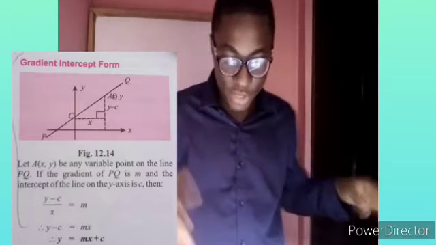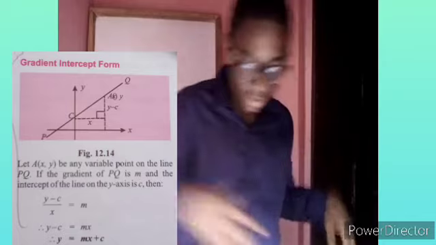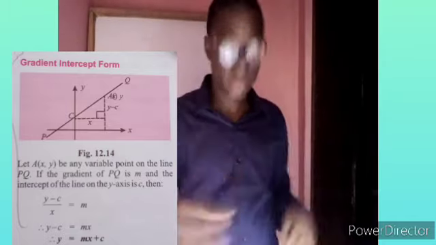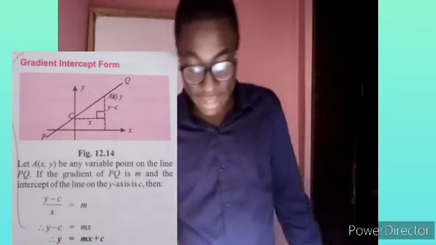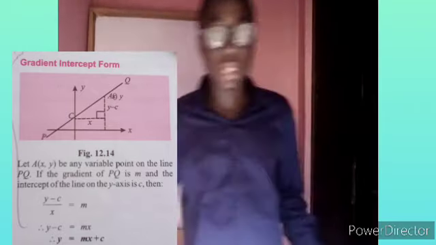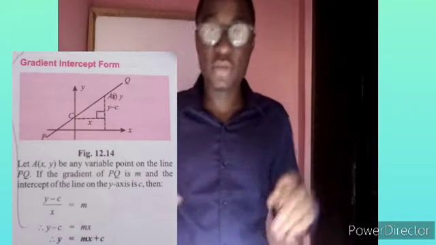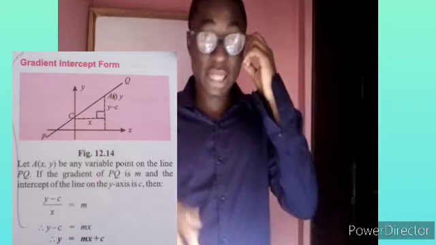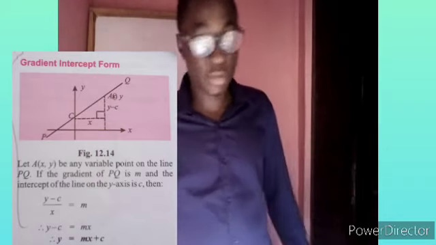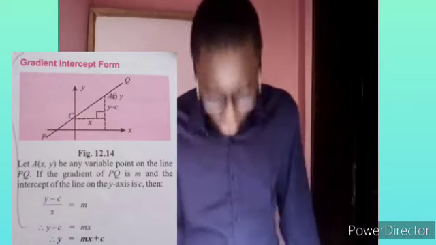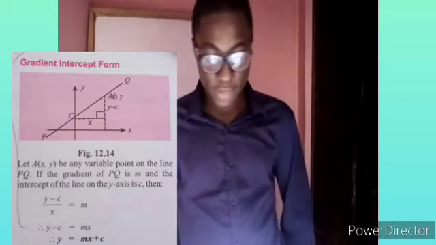So if the gradient of PQ is m and the intercept of the line on the y-axis is c, then (y minus c) over x equals m. The reason is that the difference between y and c is the length of the y segment, and x is the x segment, and the ratio of that is equal to the gradient of the line, as we mentioned earlier, because that is the rate of change of y with respect to the rate of change of x. That is why we're dealing with a quotient or ratio. Now, at the end of the day, we have y equals mx plus c.